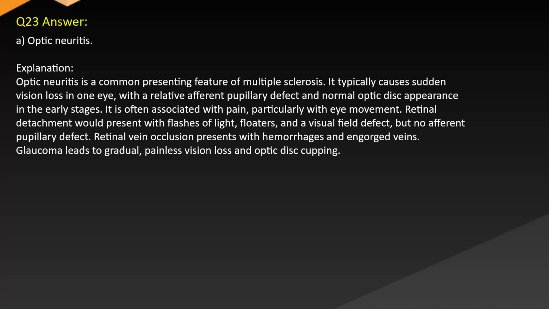Retinal detachment would present with flashes of light, floaters, and a visual field defect, but no afferent pupillary defect. Vein occlusion presents with hemorrhages and engorged veins. Glaucoma leads to gradual, painless vision loss and optic disc cupping.